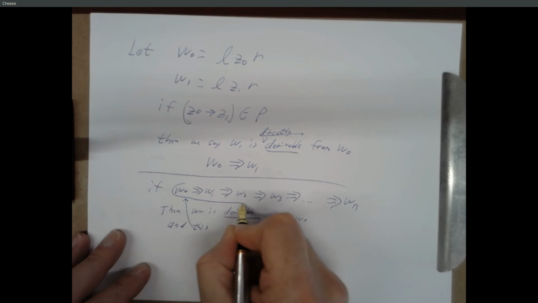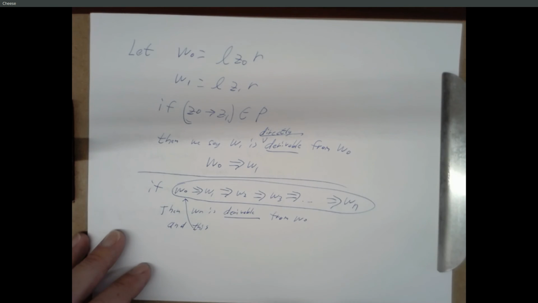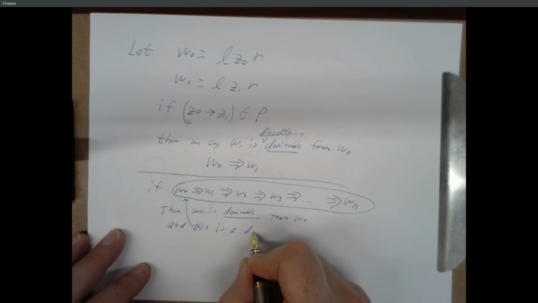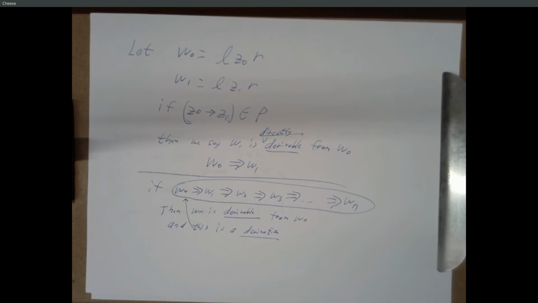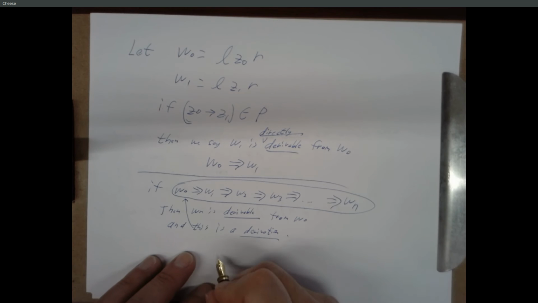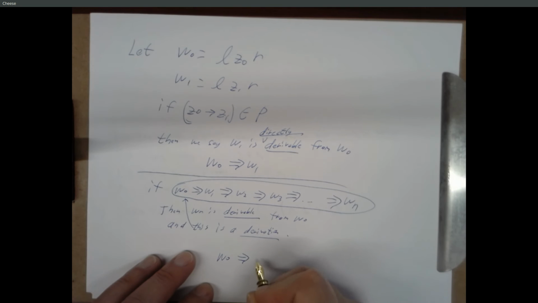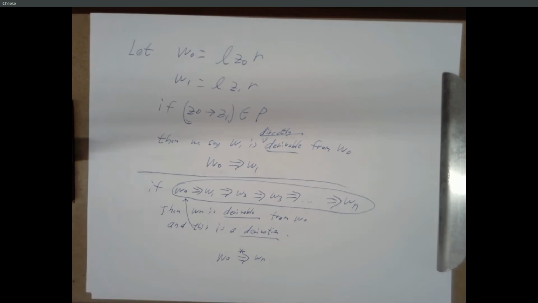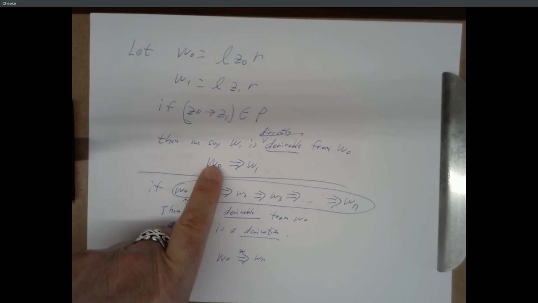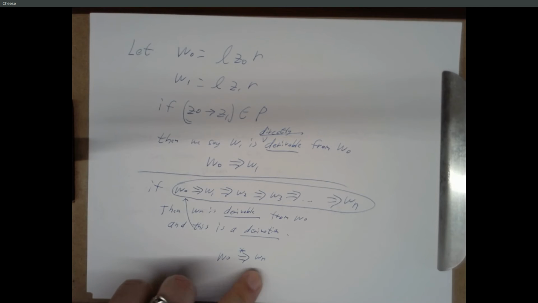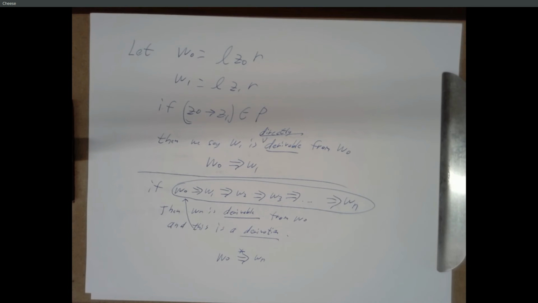And this chain of direct derivations is called a derivation. And in this case, we write W0, double arrow Wn, but we put a little star on top of the arrow. So the single arrow says W1 is directly derivable from W0. The arrow with the star on top says the right side is derivable from the left, but possibly not directly.